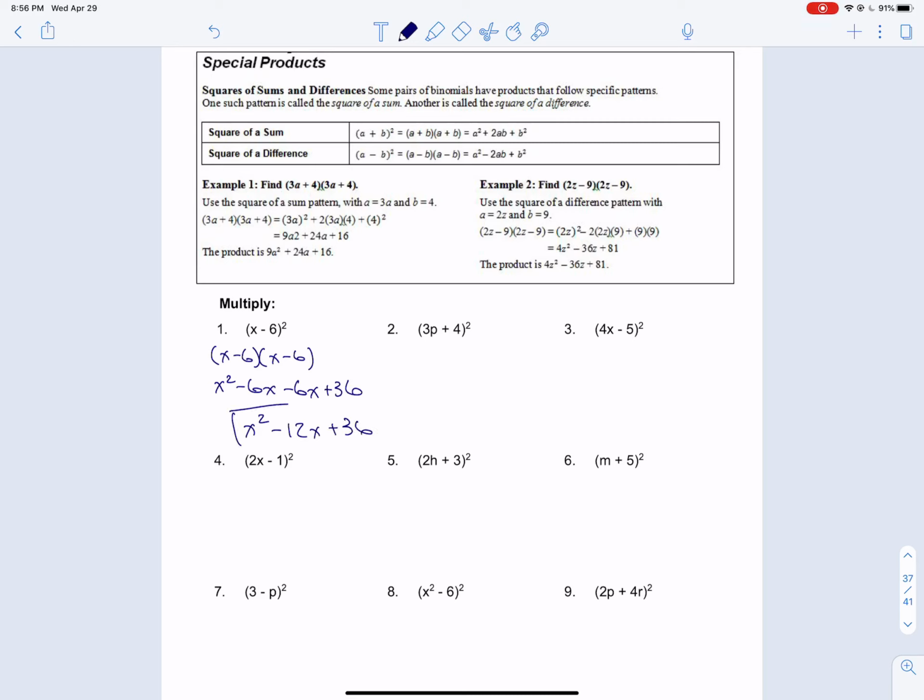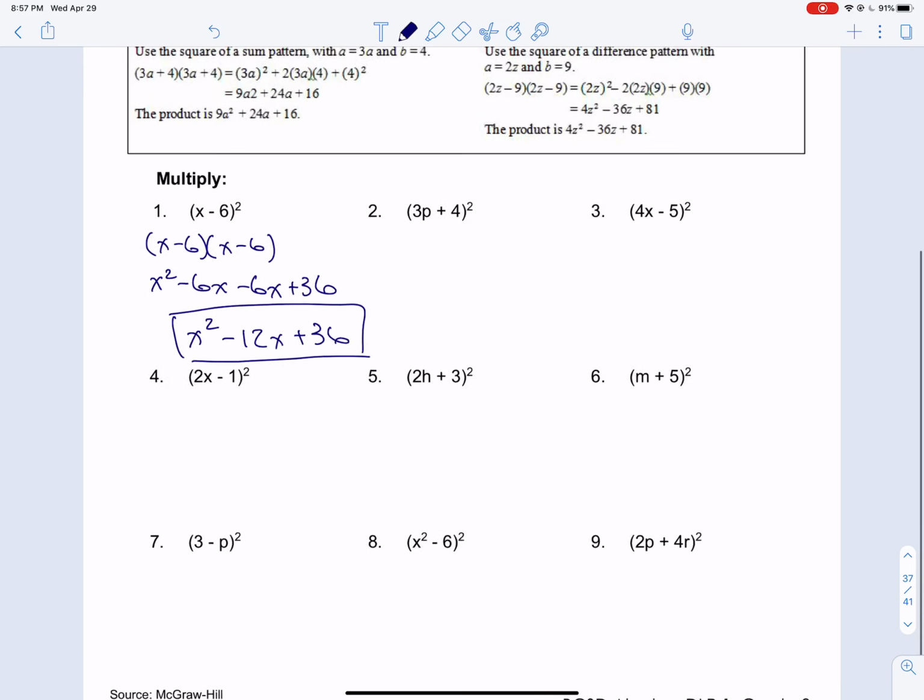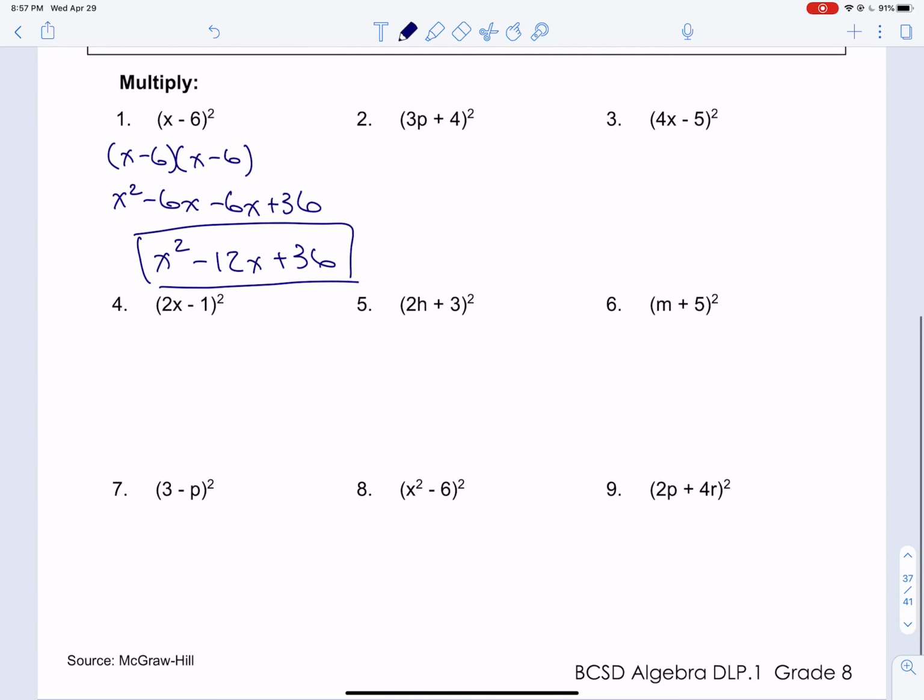Now, the more of these that you do, the more you're going to kind of realize that there's possibly a shorter way to do this. And that's fine, right? But I don't want you to memorize anything, any gimmicks or anything. I want you to know how to do it all the time, even if you forget those other shortcuts. So let's look at one that's maybe not so nice. So like number 9. So 2p plus 4r times 2p plus 4r.